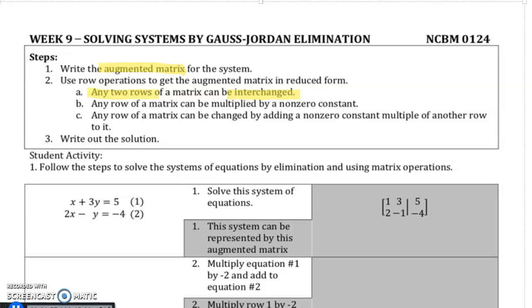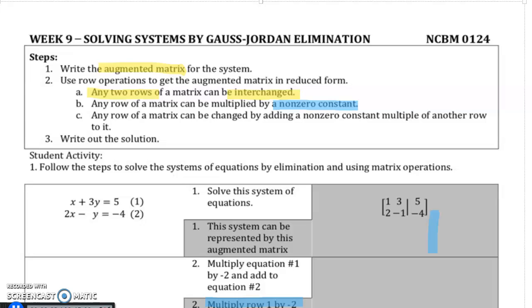Two rows could be interchanged. I don't really recommend that, but sometimes you could save a lot of steps. Now, any row of a matrix could also be multiplied by a non-zero constant. This constant could be positive or negative, and you will see that, for example, when we get here, we're going to multiply row 1 by -2. That would be multiplying it by a constant.